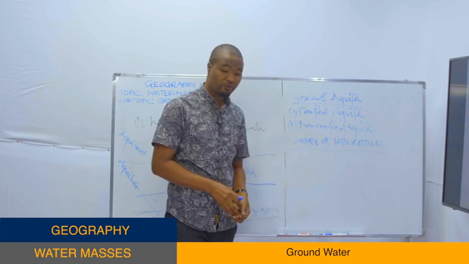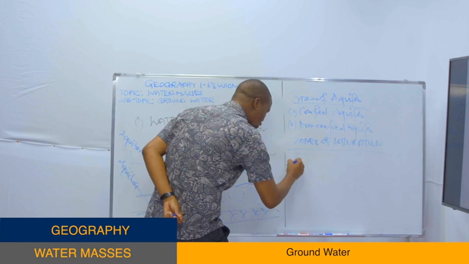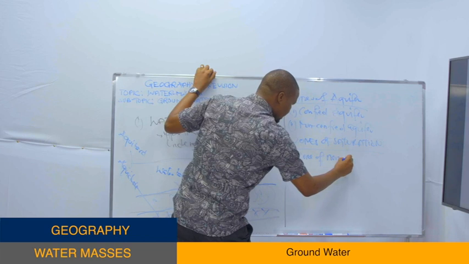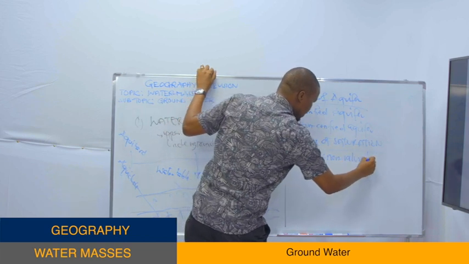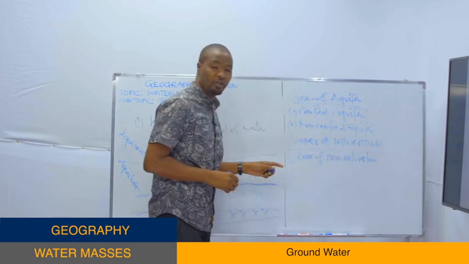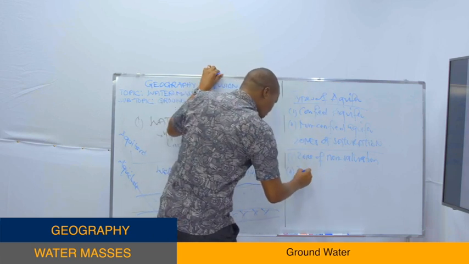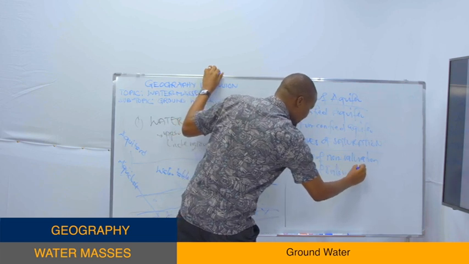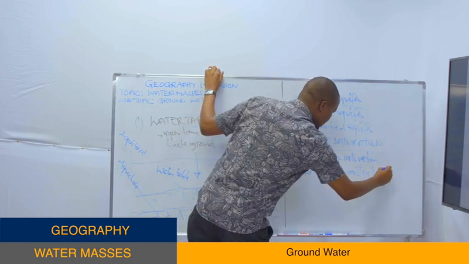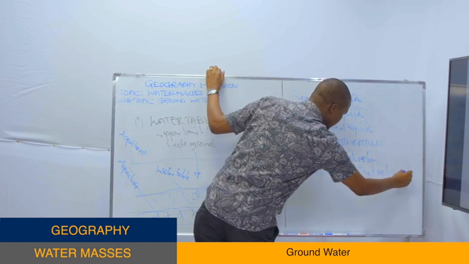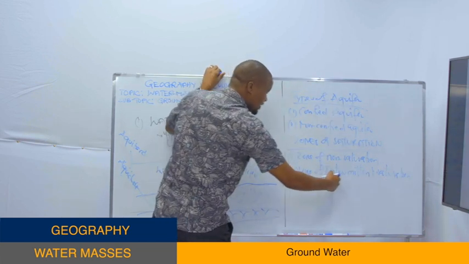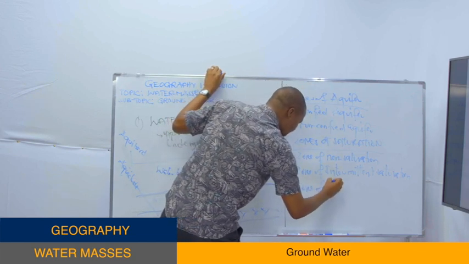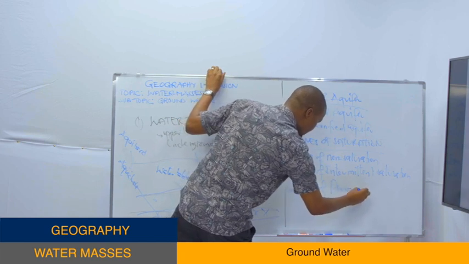So we have three types of zone of saturation. We have the zone of non-saturation. See? Zone of what? Of non-saturation. Then we have the zone of intermittent saturation. This is the second type of zone of saturation. Non-saturation, zone of intermittent saturation, and zone of permanent saturation. Permanent what?